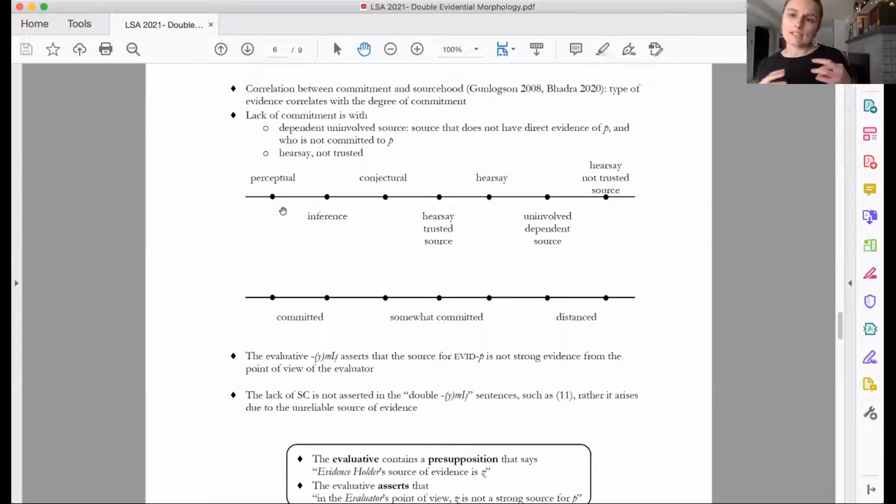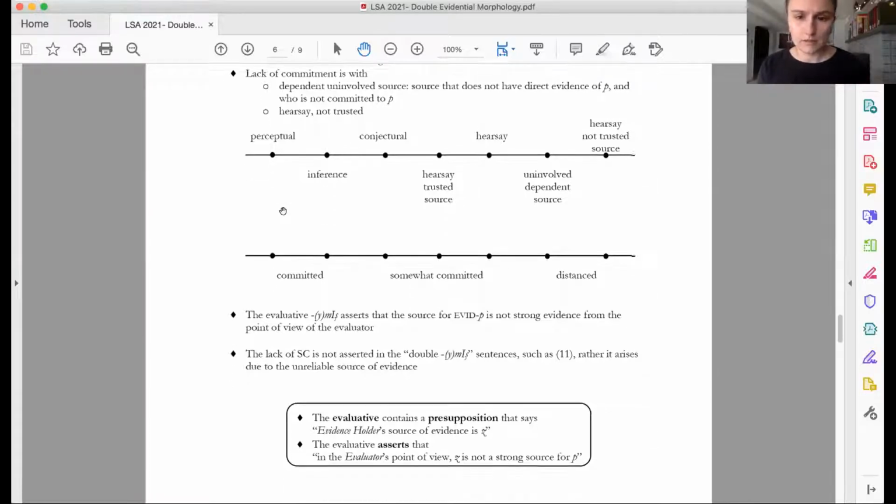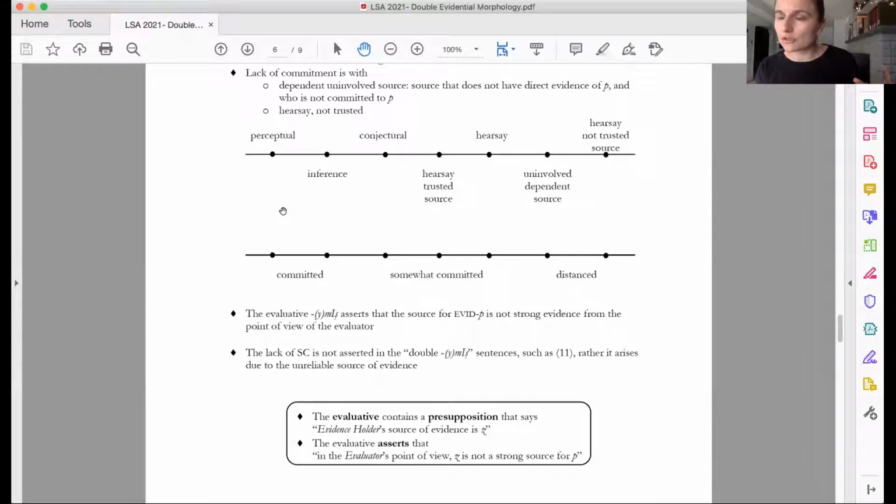And what this second mesh, this evaluative mesh in Turkish would do is essentially just assert that the source for this evidential proposition is not a strong one. So it evaluates essentially the strength of the source. It doesn't say anything about whether the proposition is true or false, which I claim the Bulgarian does.